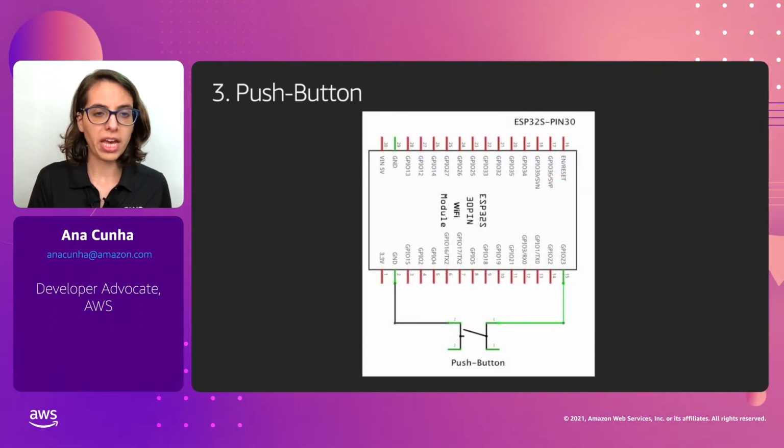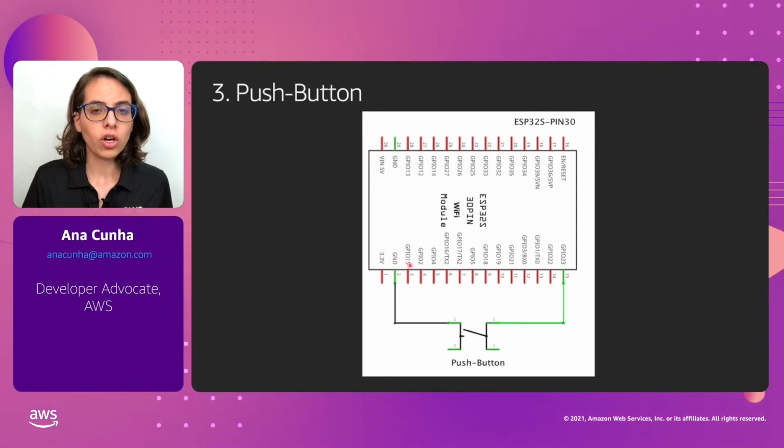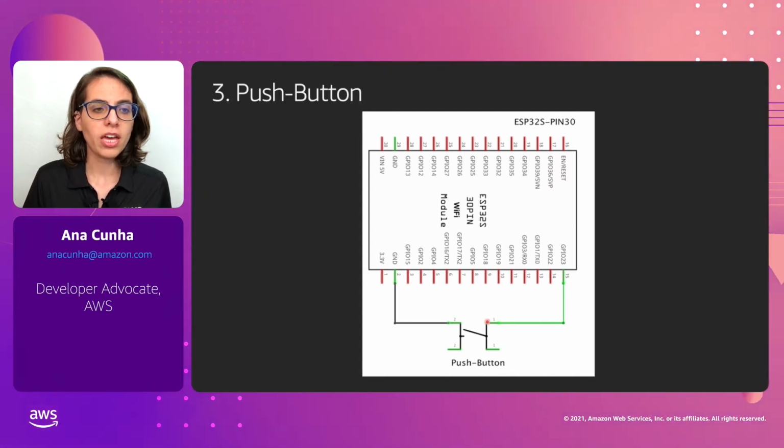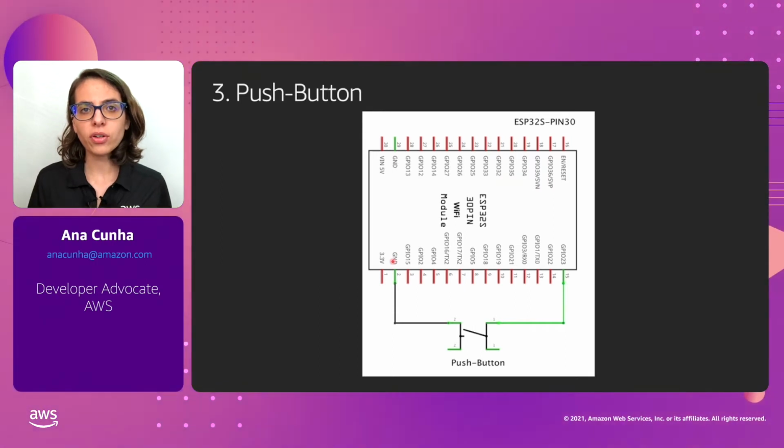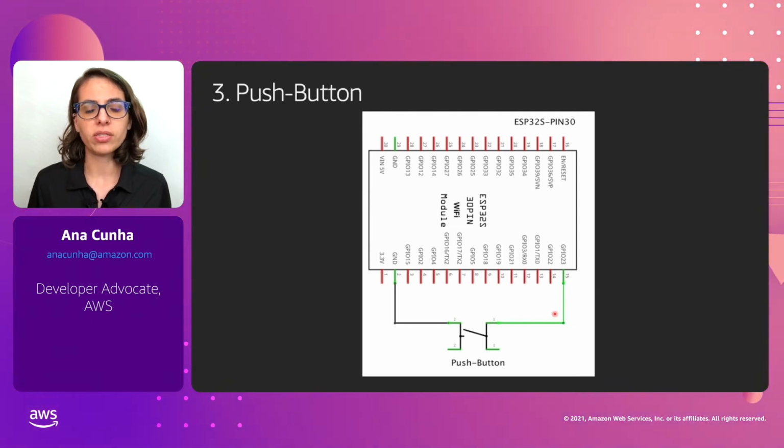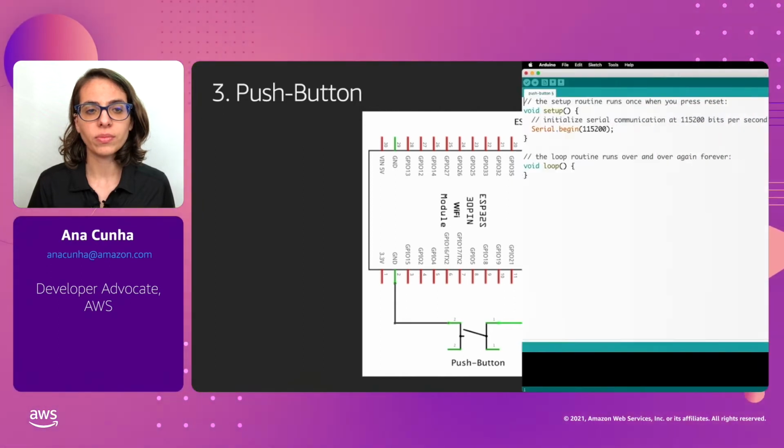Now, this is what we have here. Our push button is connected on one side to pin 23 on the ESP32 and on the other side to the ground. The behavior we're expecting here is to get a low signal from ground whenever the button is pressed. So let's head to our code and check it out.